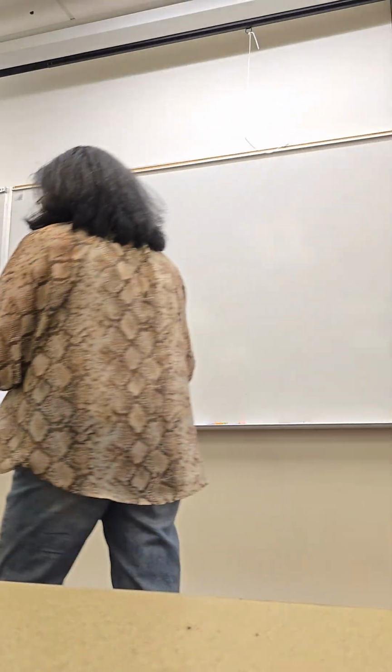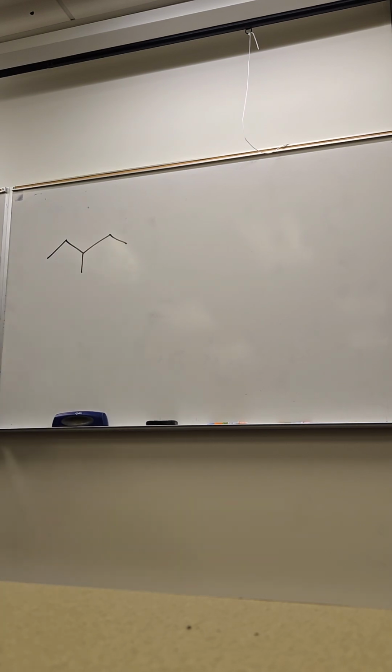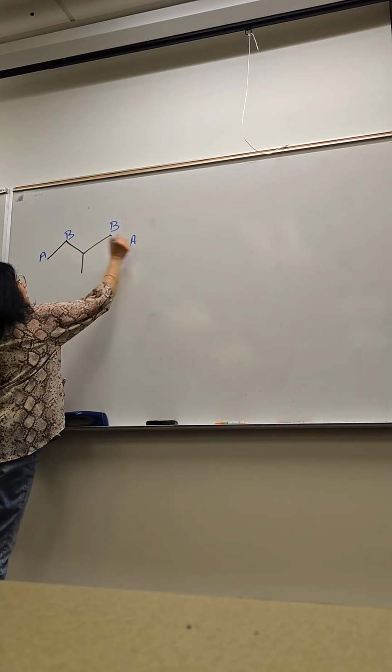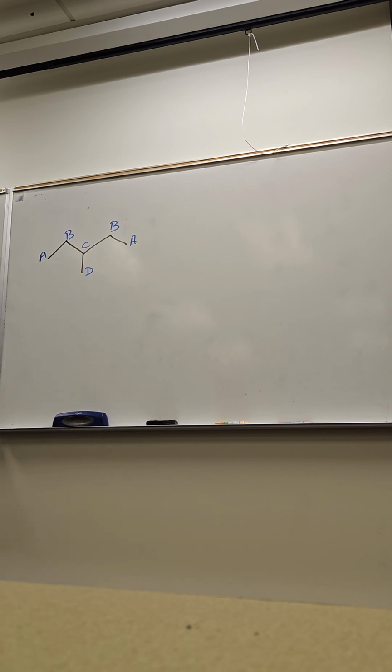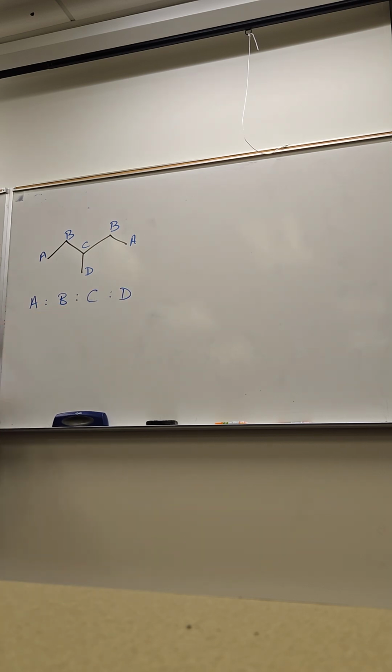Cool. For now, how many signals did this have, guys? 3? 4? No, it's 4. A, B, C, D. Do you all agree? Yes. Thus, what's the integration ratio? To keep things simple, I just go in order. Let's start with A. How many hydrogens cause A? 6. How about B? 4. How about C? 1. How about D? 3. Can I reduce this further? No. That's your integration ratio. You're done. Does that sound okay?